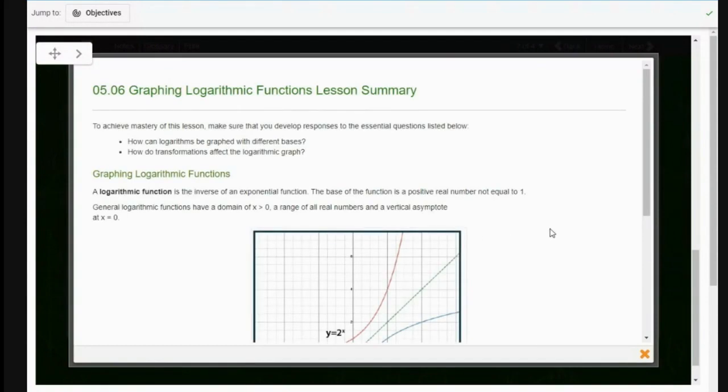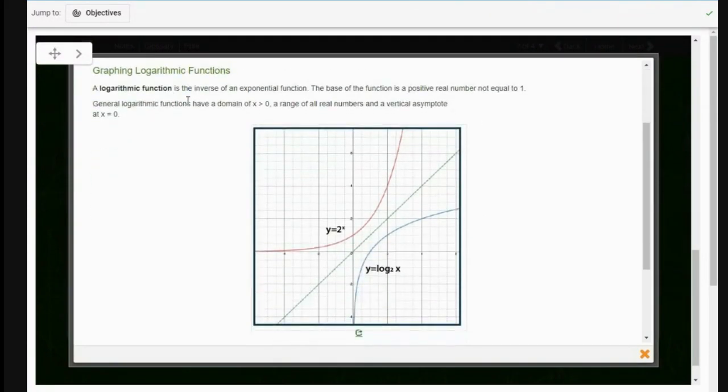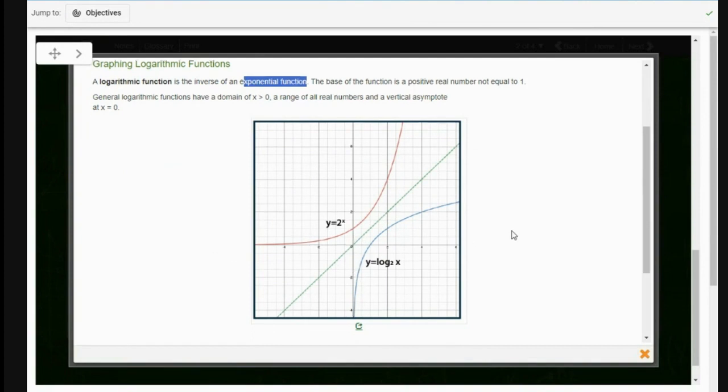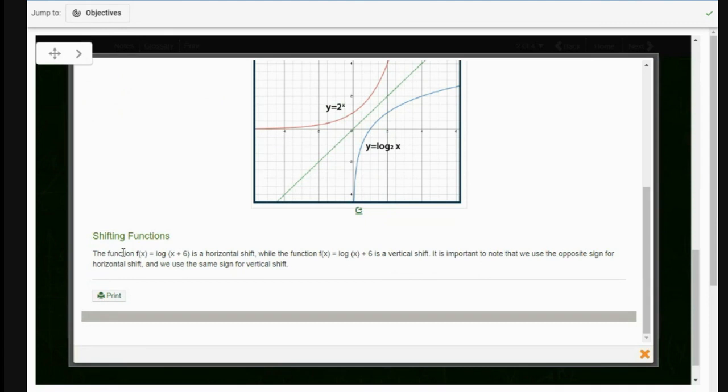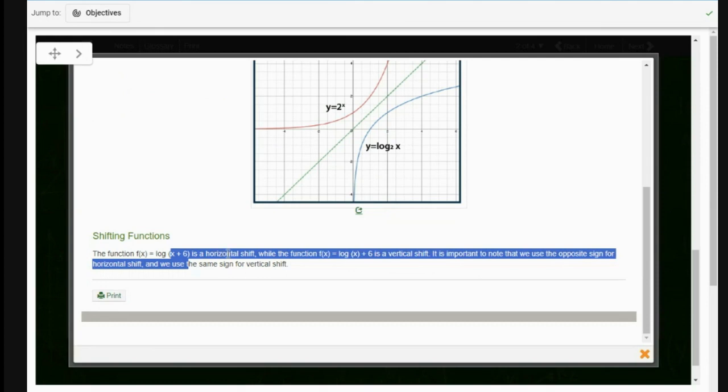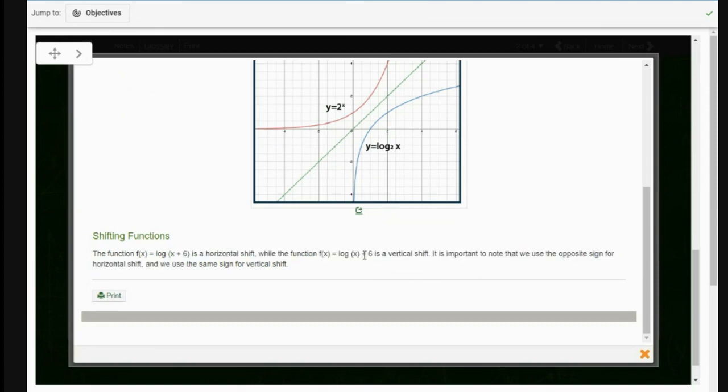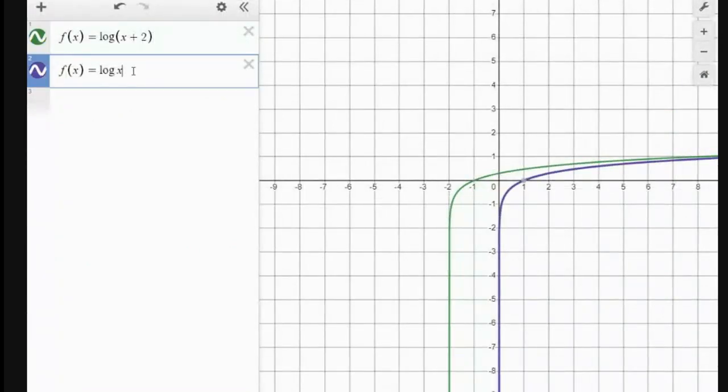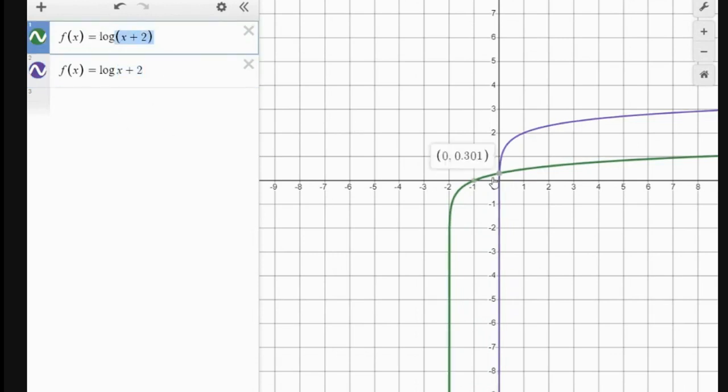Took us 5 minutes to do this lesson. A logarithmic function is the inverse of an exponential function, and you'll see it as a reflection. All right, it will have a vertical asymptote instead of a horizontal asymptote. And if you put a plus something with the x, that's a horizontal shift. Right? If you put plus 6 outside the x, not with that, that's a vertical shift. That's up and down. Right? If we do x plus 2, see, that one went up and down because it's not in the parentheses with the x. This one is in the parentheses with the x, and that shifted it left. That's the green one.